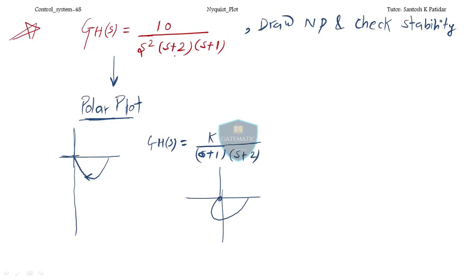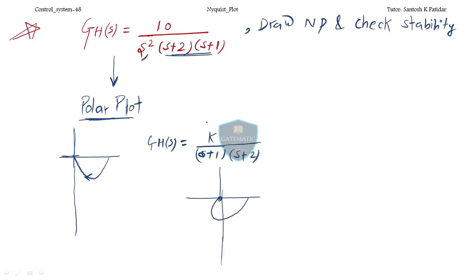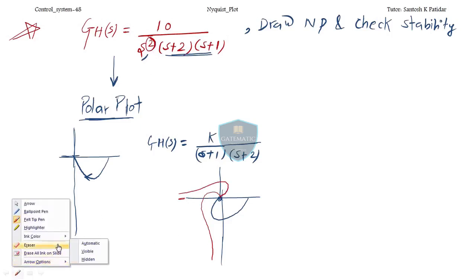Now for these two poles, the plot will be like this. Now you are adding two poles at origin. If you add a single pole at origin into this system, your system will be like this. The entire plot will shift by minus 90 degrees. But now two times you are changing, you are having a square. So your entire graph will be like this now. I hope you are getting me.